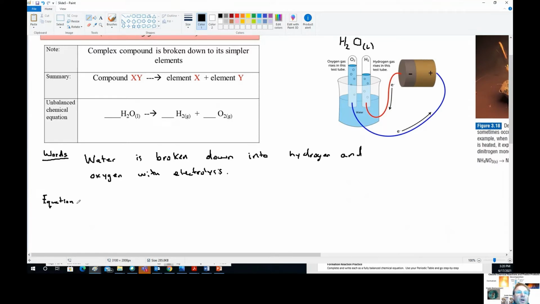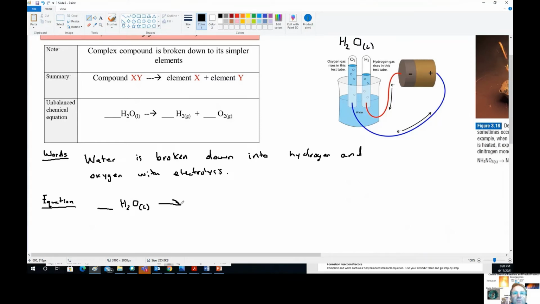Now, of course, we'll just start with a skeleton equation without balancing, but then we will balance this. So let's start with water. Leave a space there so that you can balance it. You know the formula for water. Your goal at this point in the course is to be able to take words and convert them into chemical formulas and chemical equations.